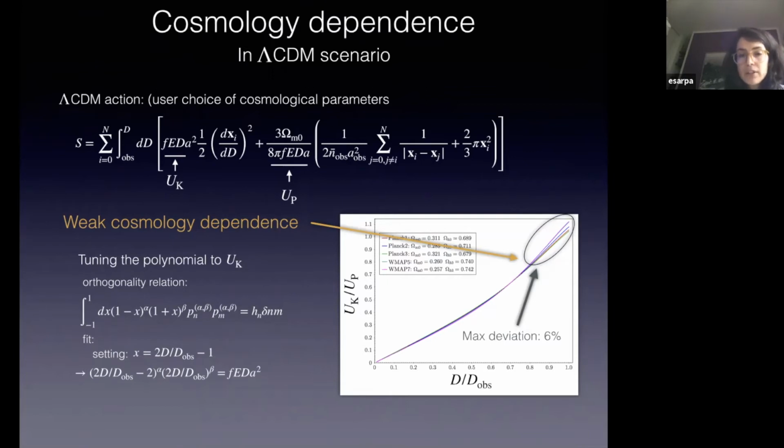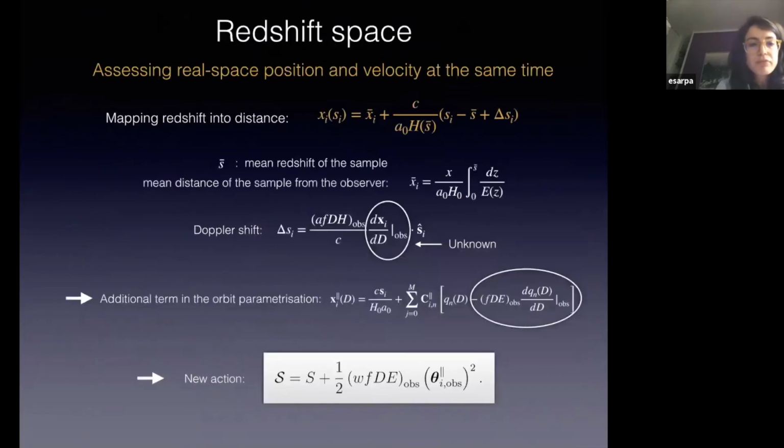A key point in this discussion is that the choice of the cosmological parameters that we need to put to describe the evolution of the background has a very small impact on the final outcome of the estimation of peculiar velocity. In particular, we estimate it to be below 6%.